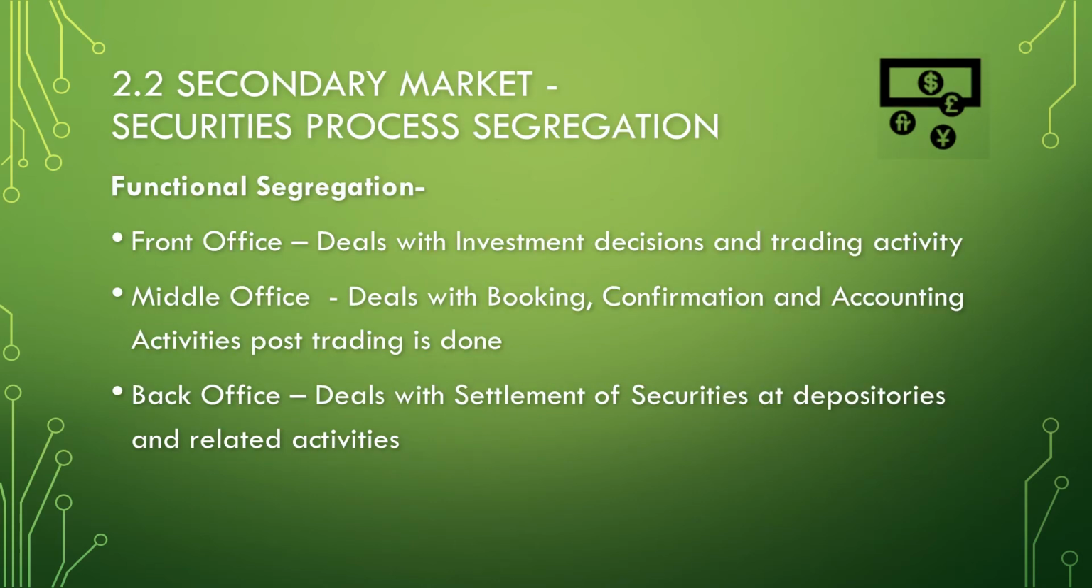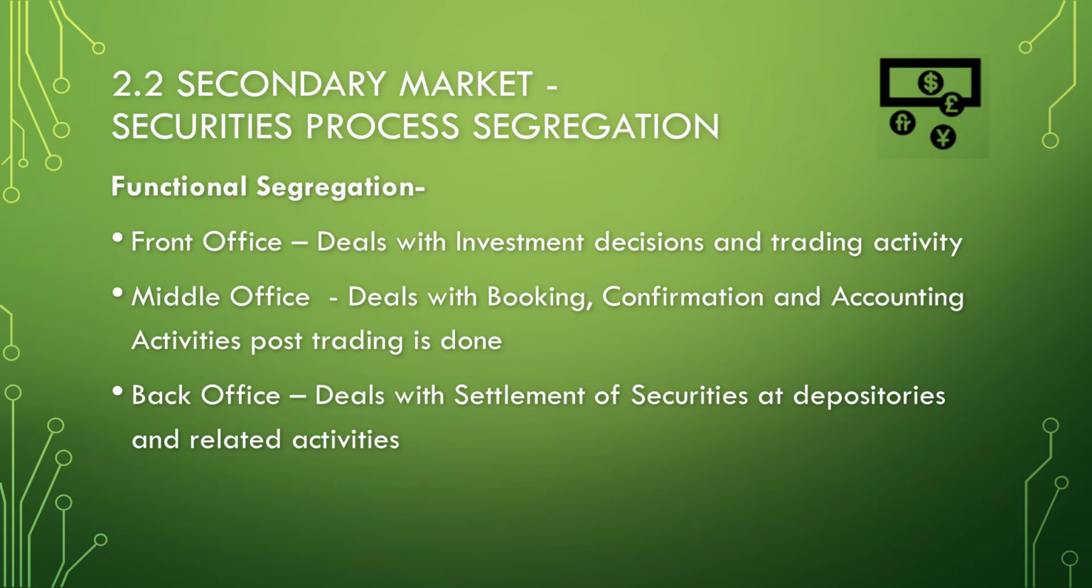In secondary markets, whenever there is a trade between a seller and a buyer, the securities also need to change hands in the real world. It can be cash, it can be equities, it can be fixed income. So here we have functionally segregated the securities process into three departments, which are front office, middle office, and back office. Front office deals with investment decisions and trading activity. Investment decisions like where to buy, from whom to buy, and at what price.